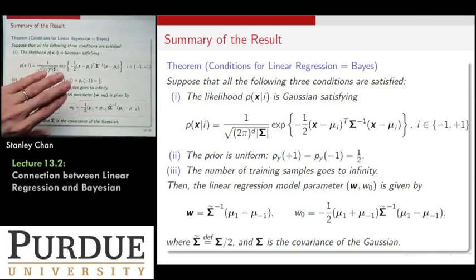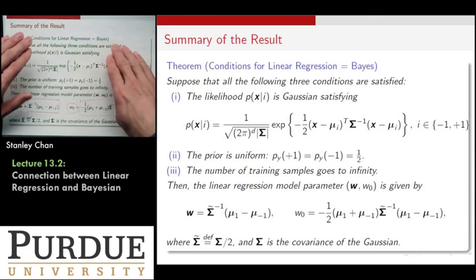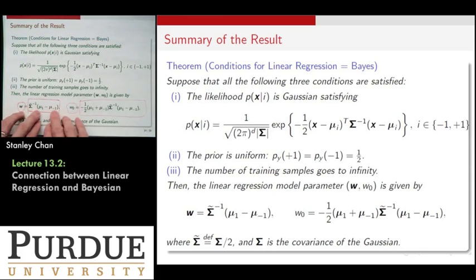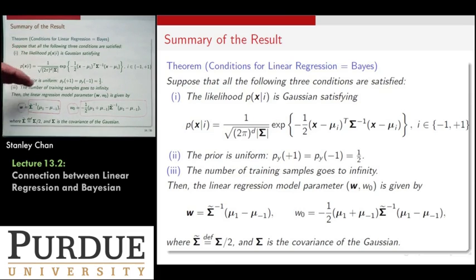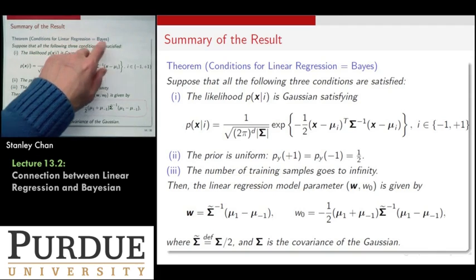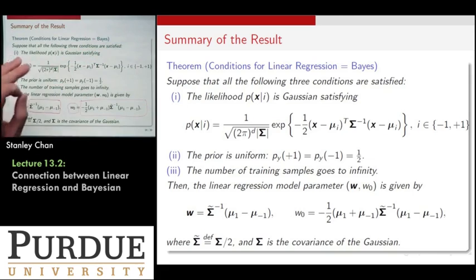Now remember that we are solving a linear regression problem. We don't have access to all this mu1 and mu-1, etc. But if you put a Gaussian model on your x and y, then you can show that the linear regression model parameters returned by your linear regression will take this form. It actually matches exactly with your Bayesian decision rule. In other words, under these conditions, the linear regression is the same as the Bayesian. Now, if these conditions are violated, then your linear regression is doing something else. It's not returning you the Bayesian decision rule.